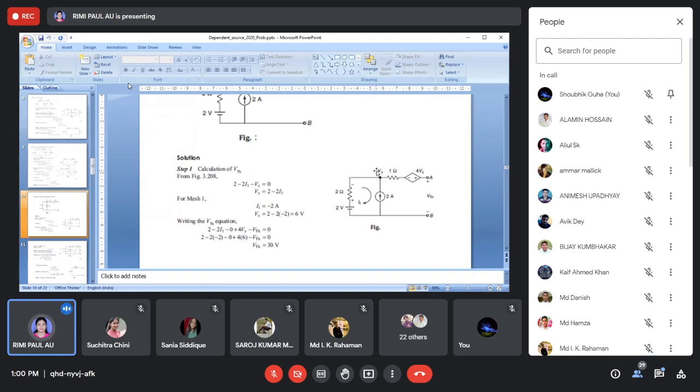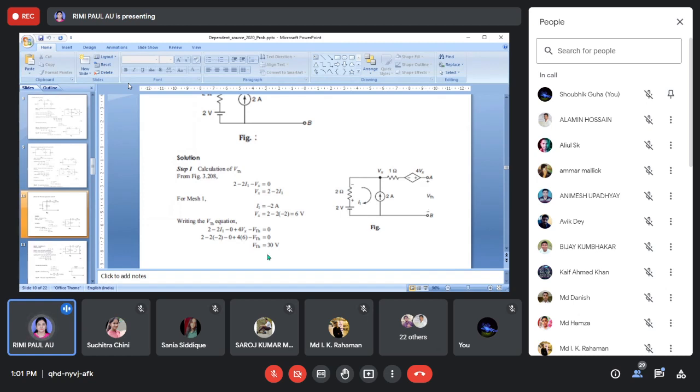Now after getting Vx, you have to find out the VTH. I already told you that Vx is equal to this branch voltage plus this branch voltage. Now Vx is known and this branch voltage is also known. So what would be the VTH? You can find out.